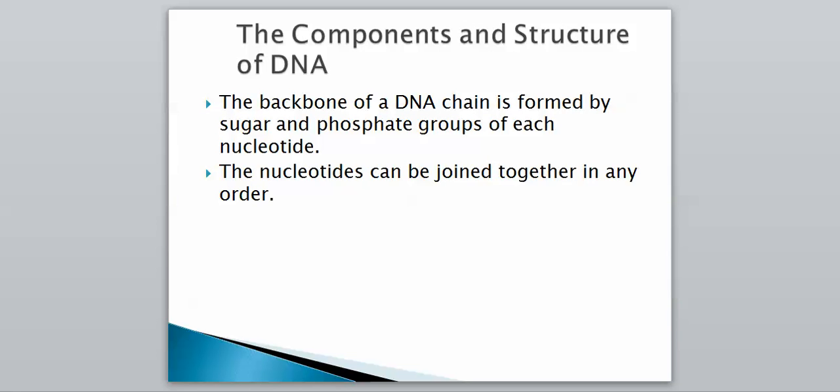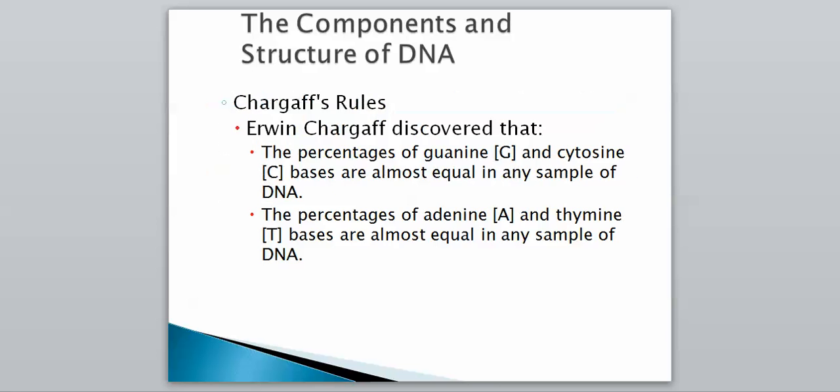And then the backbone of our DNA chain is formed by the sugar and phosphate groups of each nucleotide. And these nucleotides can be joined together in any order. So there's really no rhyme or reason why things are connected the way they are. They can be random and joined together in any order.